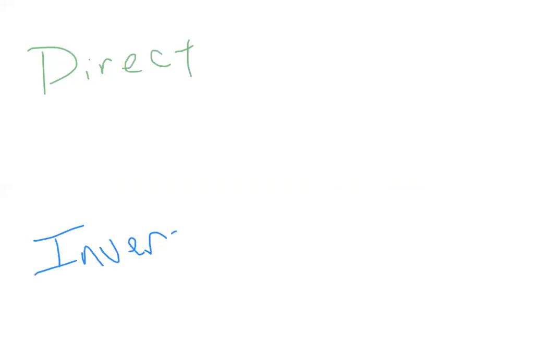We have two different types of variations. We have direct and inverse, or inversely. And most of your problems are going to state that. Usually we'll start out with Y is directly proportional with something, and they'll tell you about the X. But it's not always X and Y.